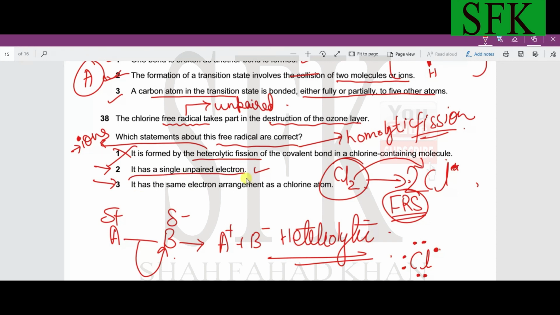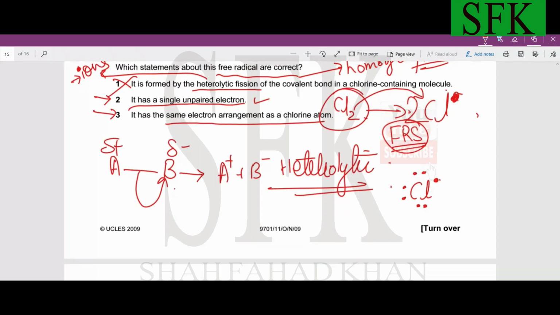It has a single unpaired electron. Yes, it does. Any species with an unpaired electron is called a free radical. And it has the same electron arrangement as a chlorine atom. Yes, that's also correct, because if we look at the structure of the free radical, it contains seven valence electrons, and the chlorine atom also contains seven valence electrons. So two and three are correct. C is the correct option.